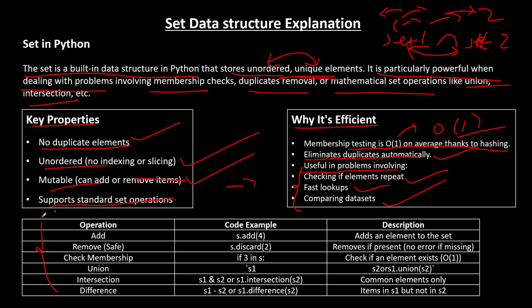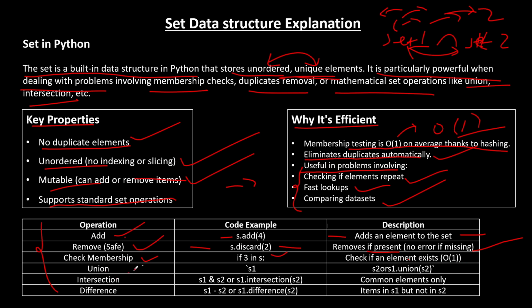Now, what are the operations? Adding into the set, removing from the set, checking membership. If you go with add, s.add(x) adds an element to the set. Remove: s.discard(2) removes it if present, with no error if missing. Basically, if 2 is present in the set, then remove it. Checking membership: 3 in s checks if an element exists in the set or not.